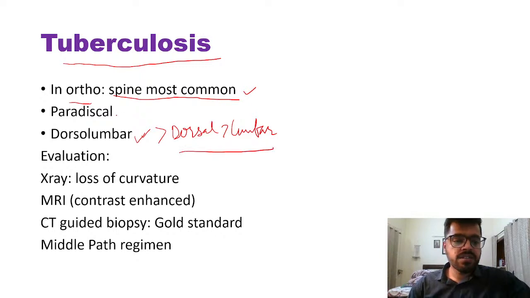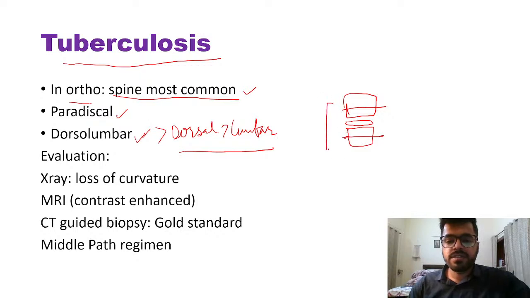And the disease is usually paradiscal. That is, if this is the vertebra above, this is the disc, this is the vertebra below. The disease involves the disc, the lower half of the upper vertebra, and the upper half of the lower vertebra. This is a paradiscal disease. That's how tuberculosis affects the spine, in a paradiscal manner.